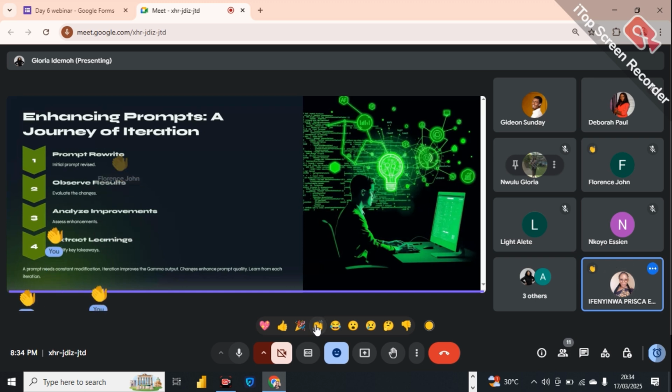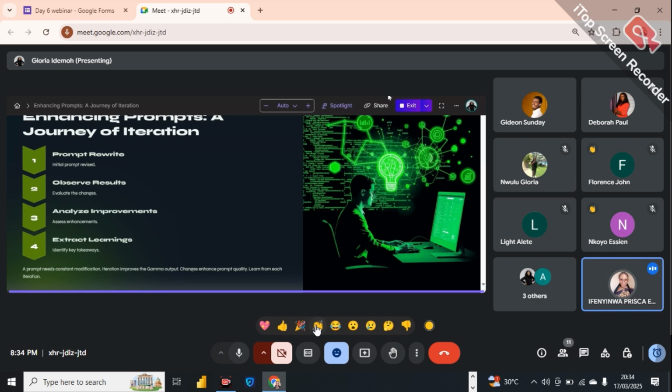So, today we learned about iterative prompt refinements and 7 ingredients that will make our prompts effective. So I hope you have taken notes, and don't worry, the slides will be made available to us soon.